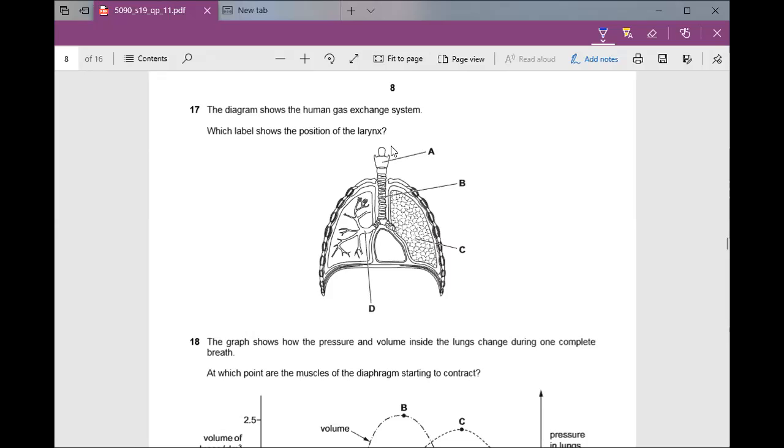Number 17 is, the diagram shows the human gas exchange system. Which label shows the position of larynx? A is larynx, B is trachea, C are alveoli, D is bronchiole. Okay, so A is the correct option.